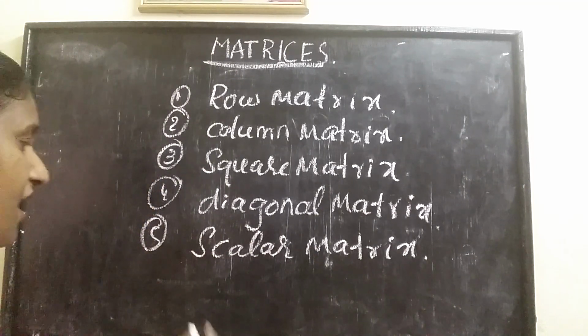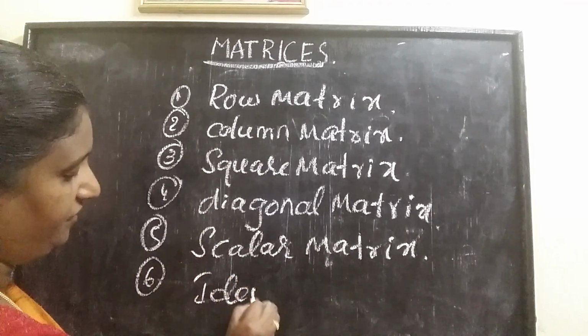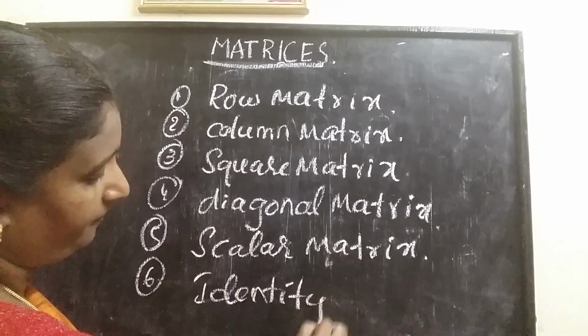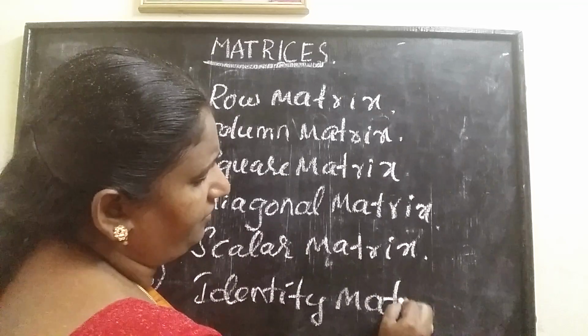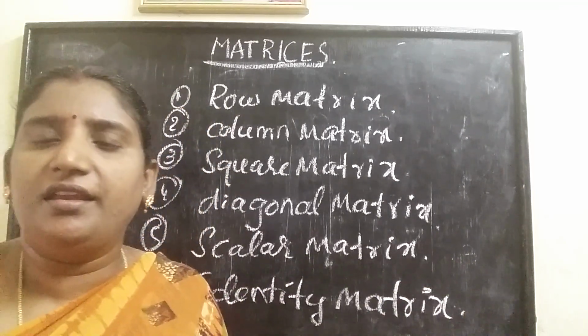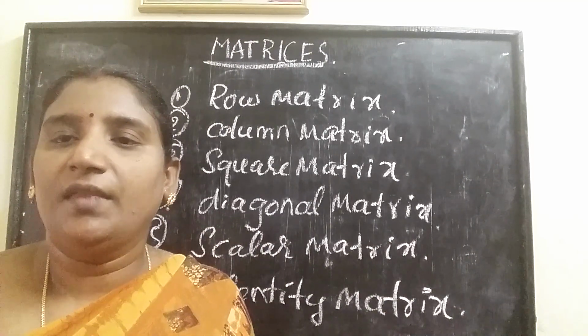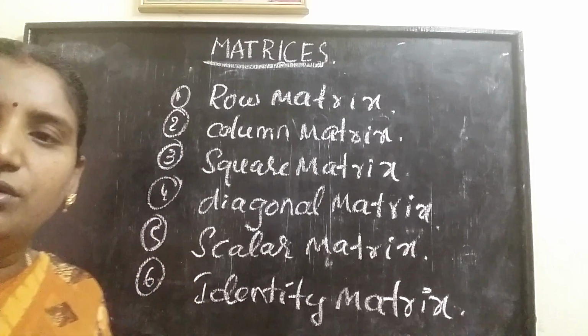And the next one is the identity matrix. What is it? A diagonal matrix is said to be an identity matrix if all its diagonal elements are equal to 1. All diagonal elements are equal to 1.